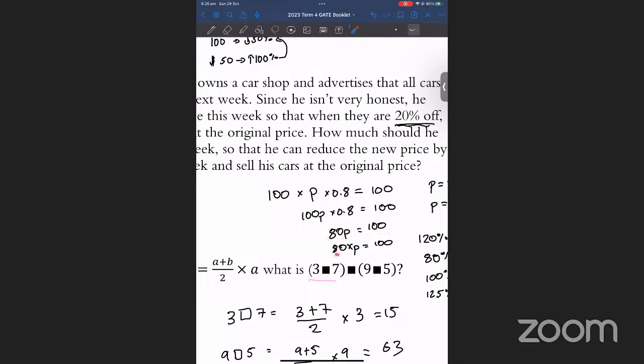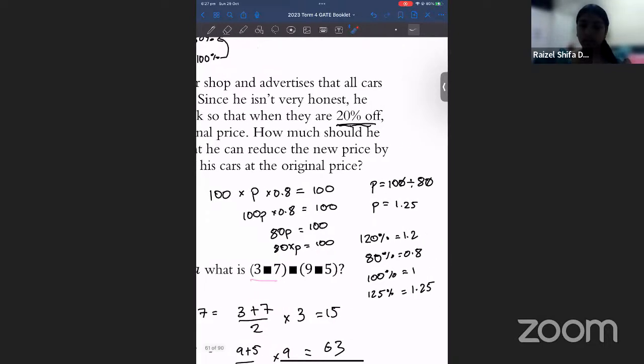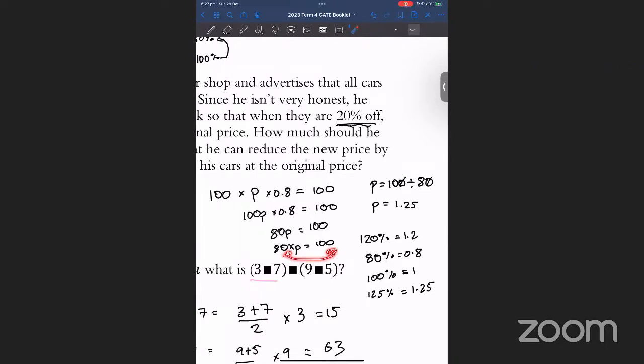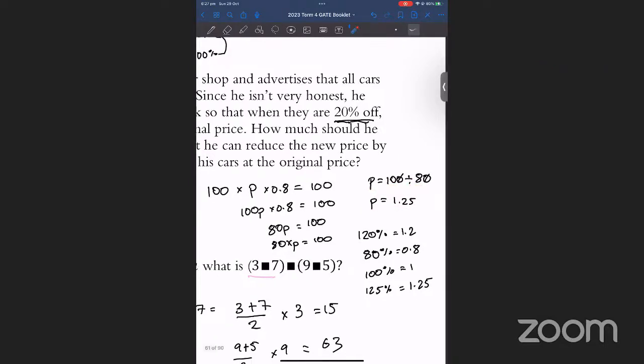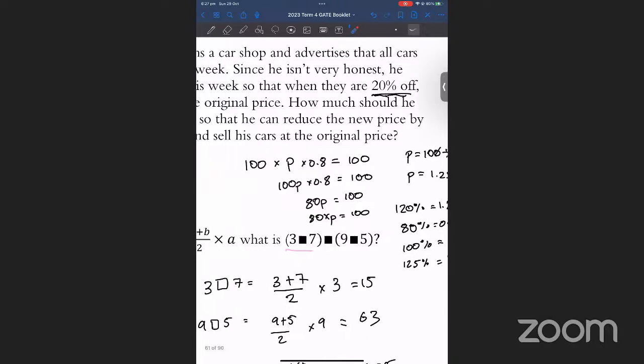Now 80p is the same as 80 multiplied by p, Rizal, okay? So 80 multiplied by p is equal to 100. And when you bring 80, because it's multiplying, to the other side, remember we said we had to do the opposite? So dividing. Good. So p is equal to 100 divided by 80, which is the same as 10 divided by 8, which is p is equal to what, Rizal? So 10 divided by 8.